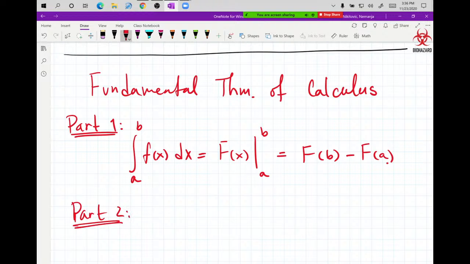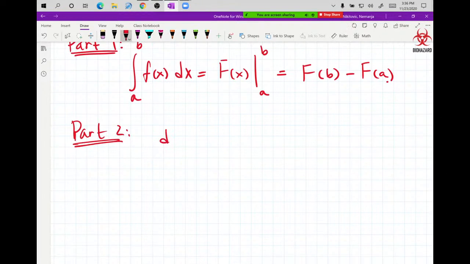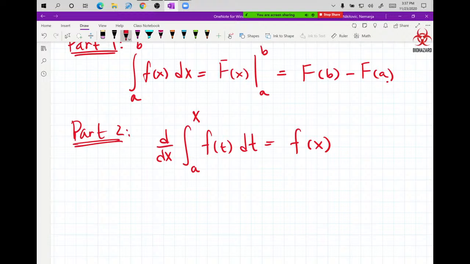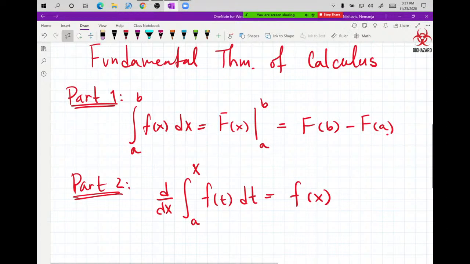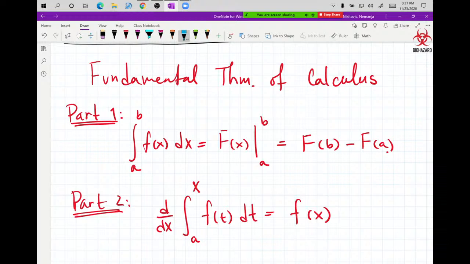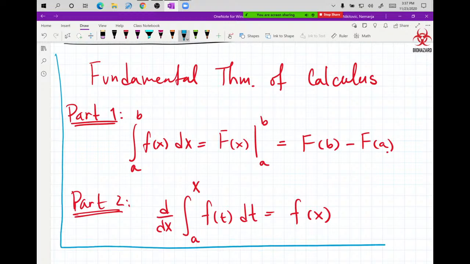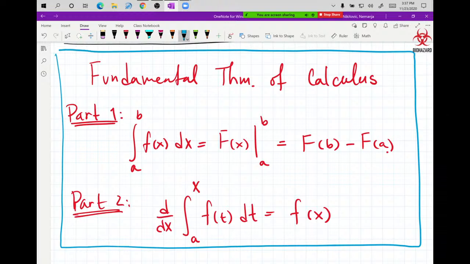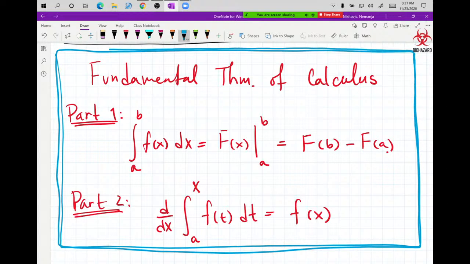Now the part 2 is the one that we really focus on, and this one says the derivative with respect to x of the integral from a to x of f of t dt is equal to f of x. So that's the big one. Part 2 is the one that indirectly gives us all of the scientific advancement which we have today.